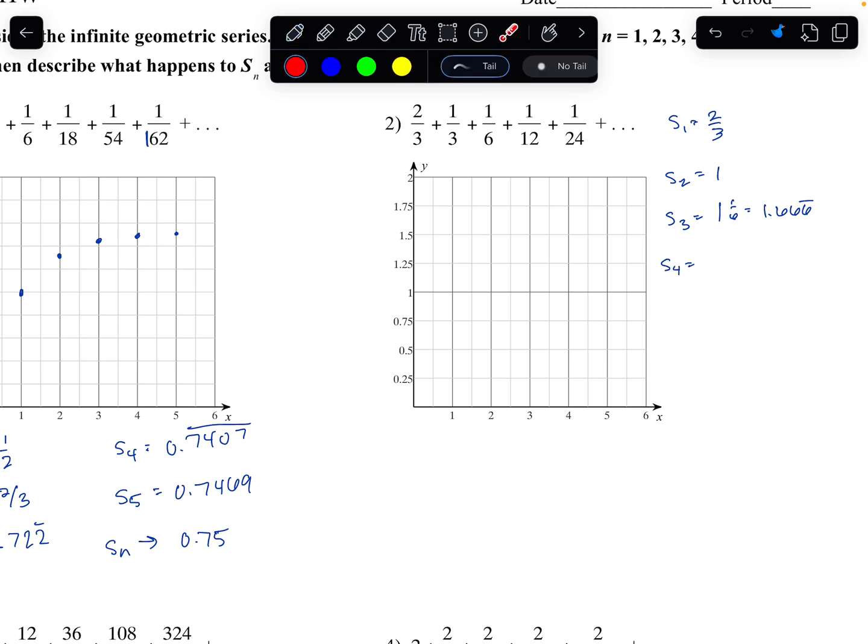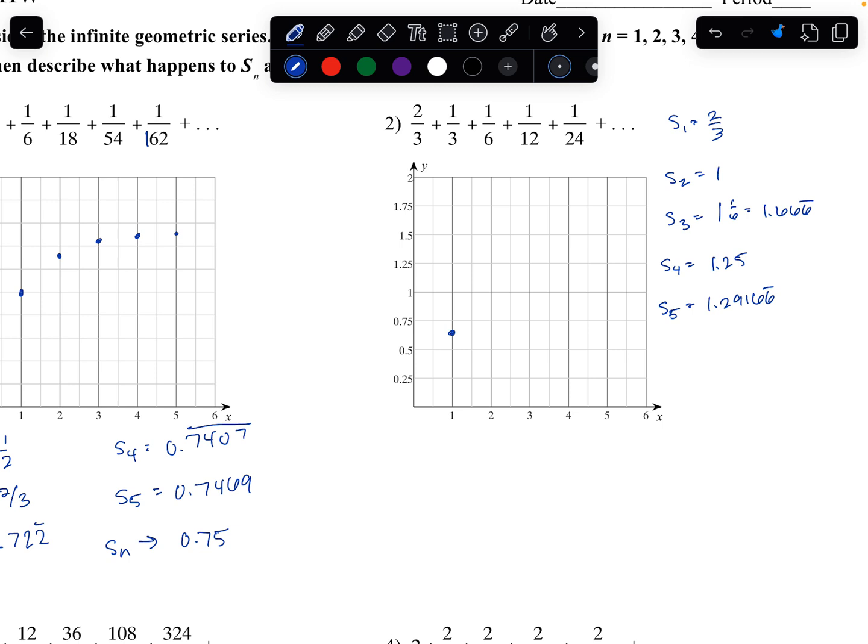S sub 4 would be equal to this plus the 4th term, so add 1/12 to that, and I get 1.25, so 1 and 1/4. And then for the 5th partial sum, I'm going to take that number and add 1/24. And I get 1.29166 repeating.